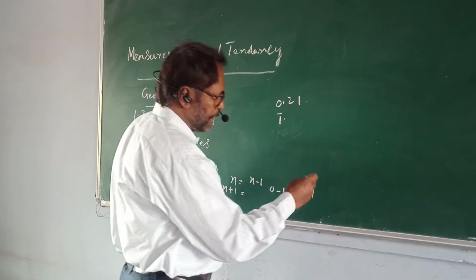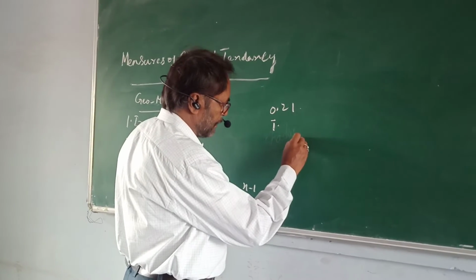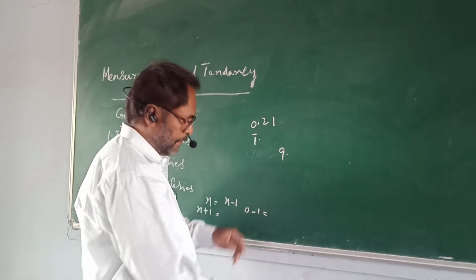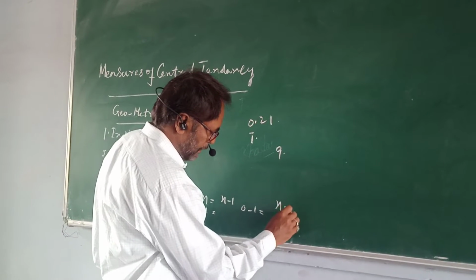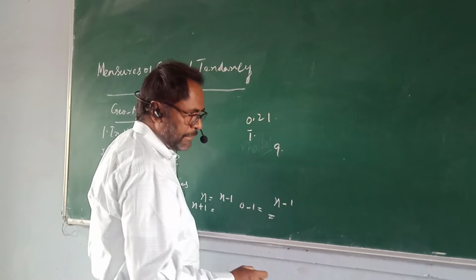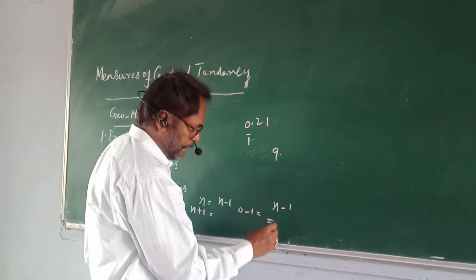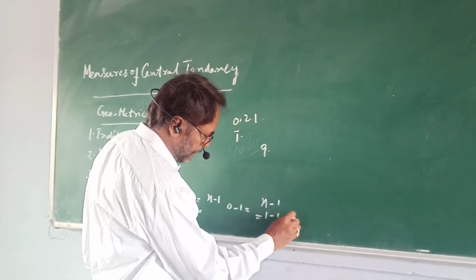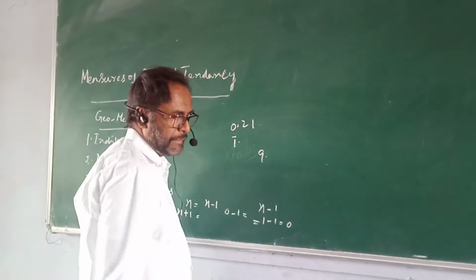Let us say they have given you the value 9. This is a single value. Therefore n minus 1. The number of values is 1, so this will be treated as 1, and 1 minus 1 will become 0.